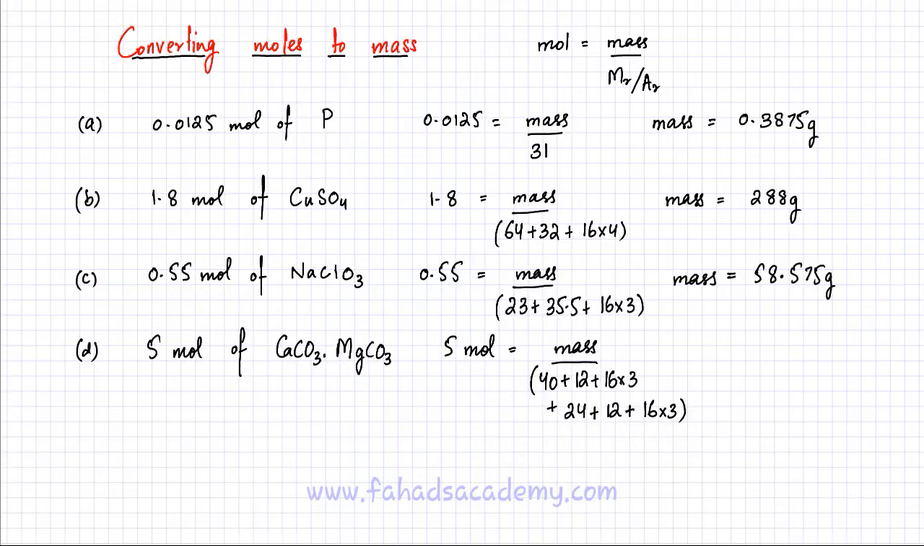So I'm going to take out a calculator to do this specific calculation. My MR in this case comes out to be 40 plus 12 plus 16 into 3, that's equal to 100. And then I have 24 plus 12 plus 48, that's 84. So I have 184. So it's going to be 184 multiplied by 5, which is 920. So my mass in this particular case comes out to be 920 grams.